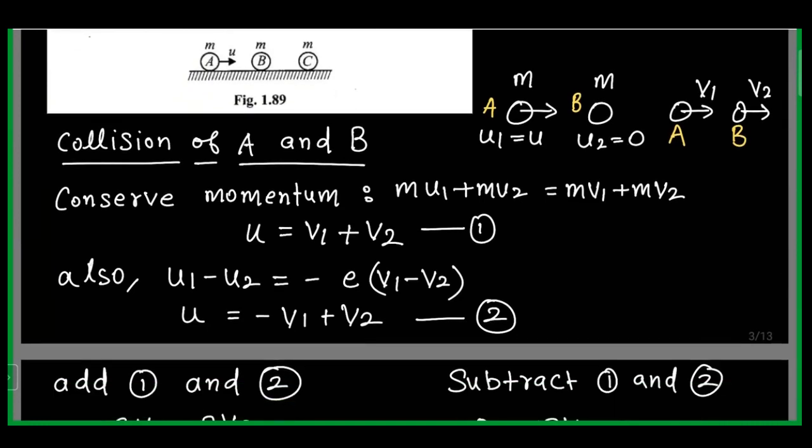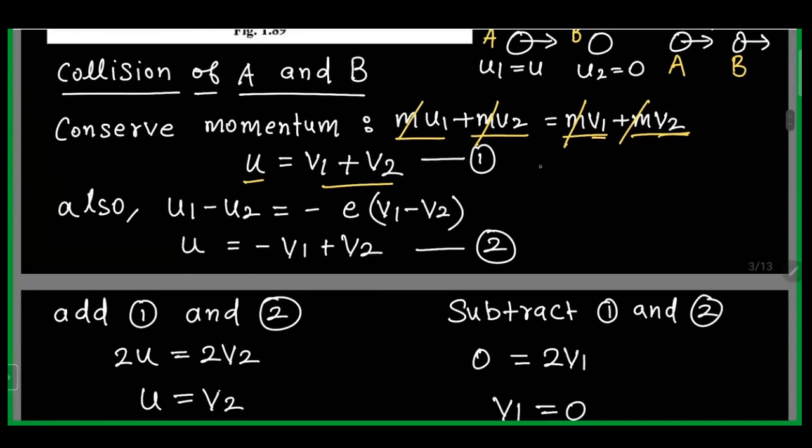First, let's conserve the momentum. So we will say M U1 plus M U2 equals M V1 plus M V2. I can cancel this M because it is common. U1 is U and U2 is 0. Similarly, here it comes V1 plus V2. So I get my first equation, which is U equals V1 plus V2.